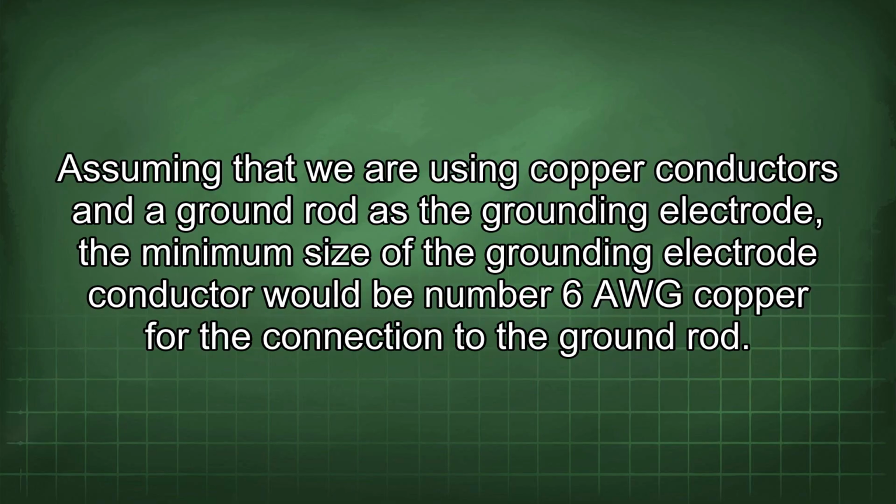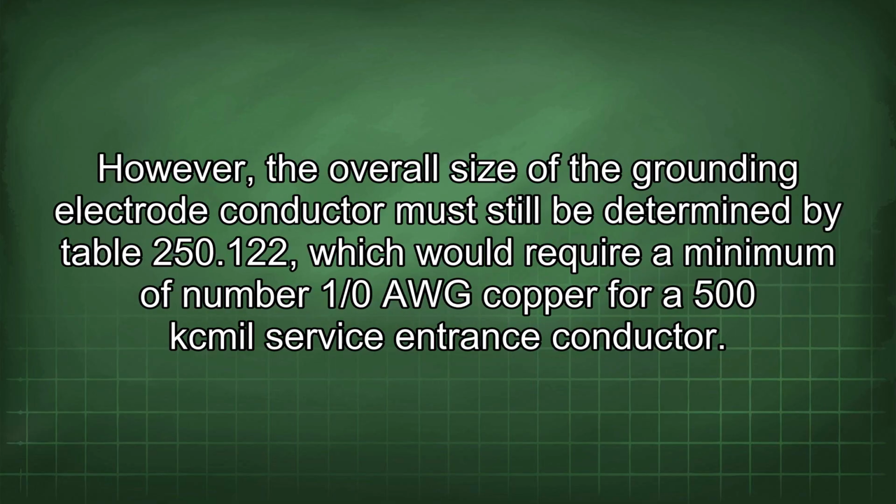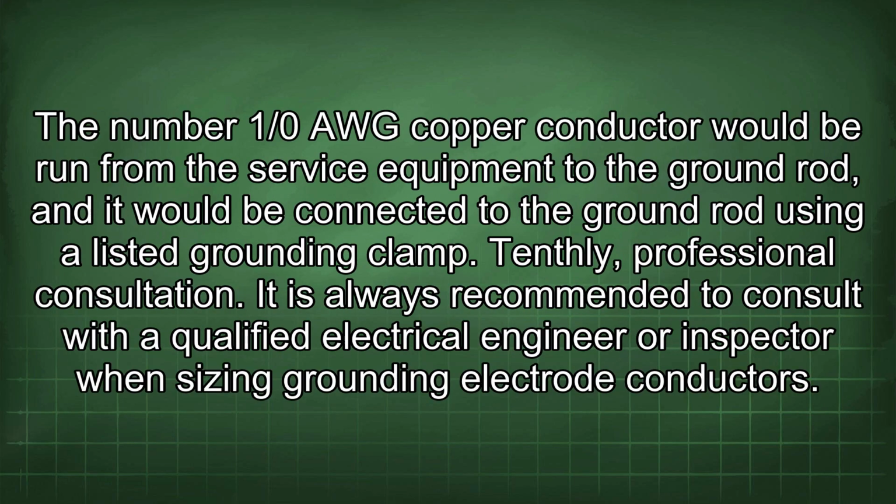Assuming that we are using copper conductors and a ground rod as the grounding electrode, the minimum size of the grounding electrode conductor would be number 6 AWG copper for the connection to the ground rod. However, the overall size of the grounding electrode conductor must still be determined by Table 250.122, which would require a minimum of number 1/0 AWG copper for a 500 kcmil service entrance conductor. The number 1/0 AWG copper conductor would be run from the service equipment to the ground rod, and it would be connected to the ground rod using a listed grounding clamp.